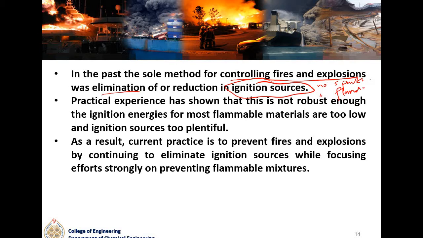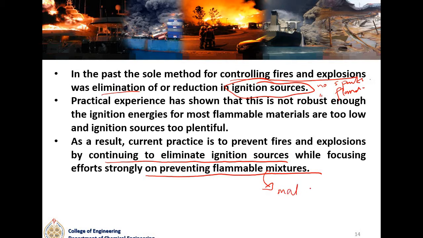But by the way, that was the old way of controlling things, which doesn't mean that it is not applicable. It is, but practical experience showed that it is not robust enough. It's not enough. This is good, but it's not enough. Why? Because there are other ways of how to catch fire, and to prevent fires and explosions, it is better not only to eliminate the ignition sources, but also to focus on preventing flammable mixtures. So we want to concentrate on what?